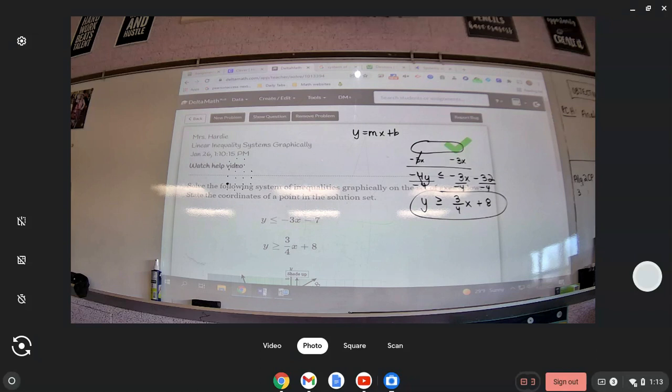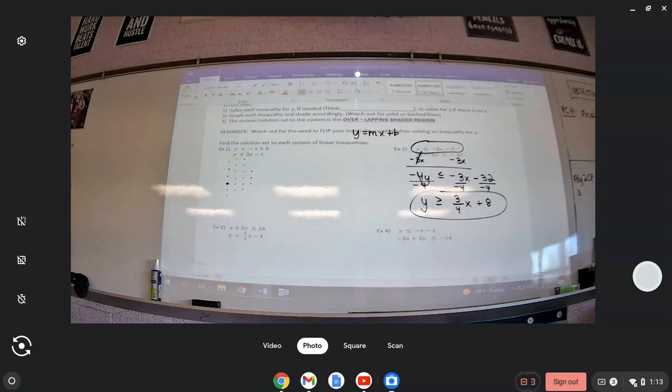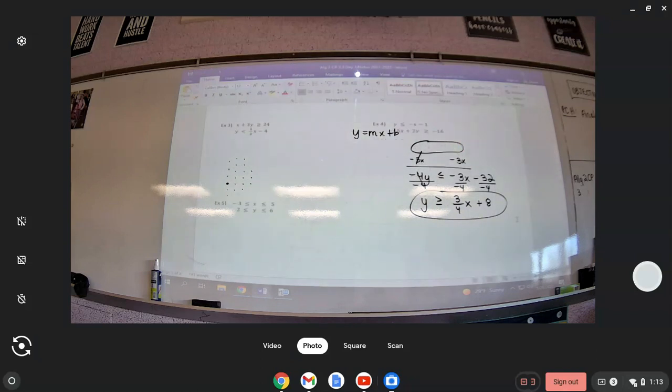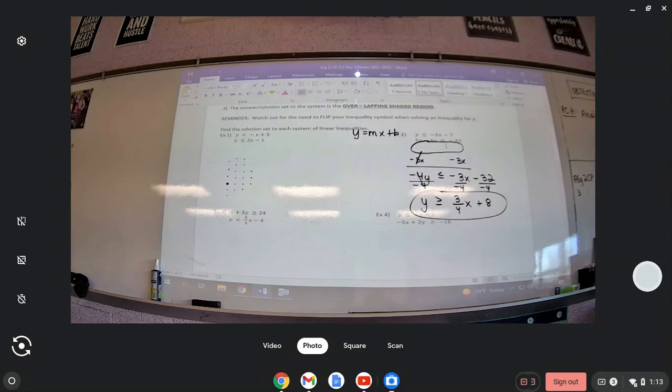All right, let's go to example 3. Go ahead, Brendan. Are you okay? Were they both straight lines? They were both solid in that one, because they both had a less than or equal to. If they have that equal to symbol, that means you can include the points on the line. So the equal to always gets you that solid line.